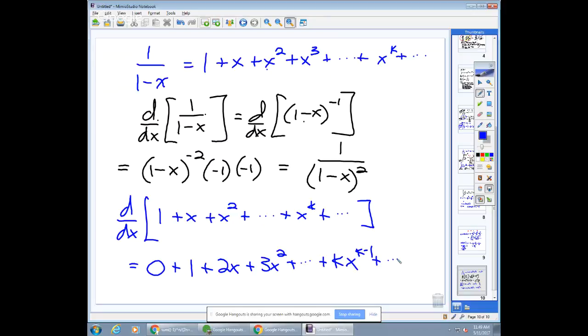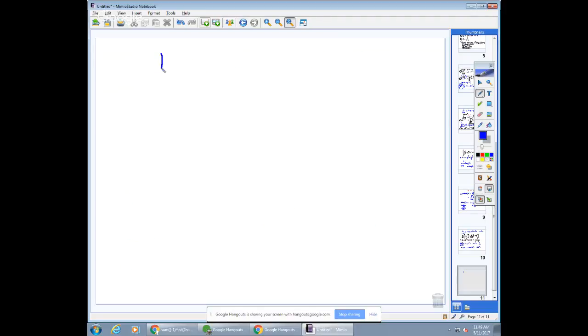So I'm going to summarize that on the next page. So now I know that 1 over (1 minus x) squared is equal to the sum of k times x to the k minus 1, as k goes from 1 to infinity. Double check that I got the starting point right there.